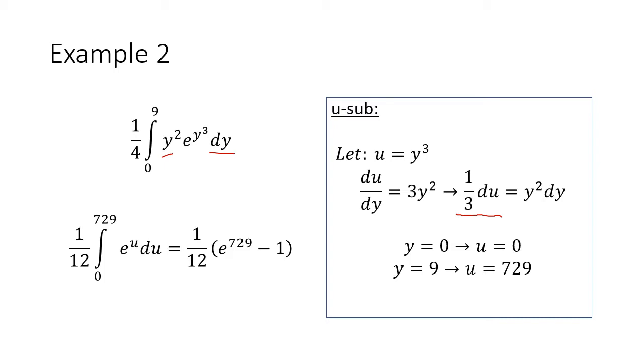That turns my 1/4 in front into a 1/12. My bounds go from 0 to 729, but the antiderivative of e to the u du is just, well, e to the u. So plug in my bounds, e to the 729 is just e to the 729. There's nothing fun going on there. E to the 0 is 1, and really that's as simplified as we can make this particular problem. So again, make sure you understand the regions before you start just trying to throw some calculus on your paper.